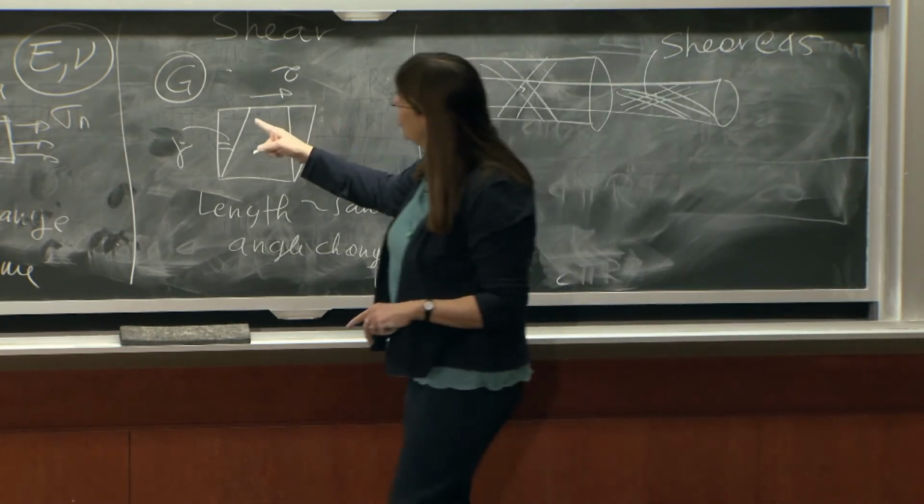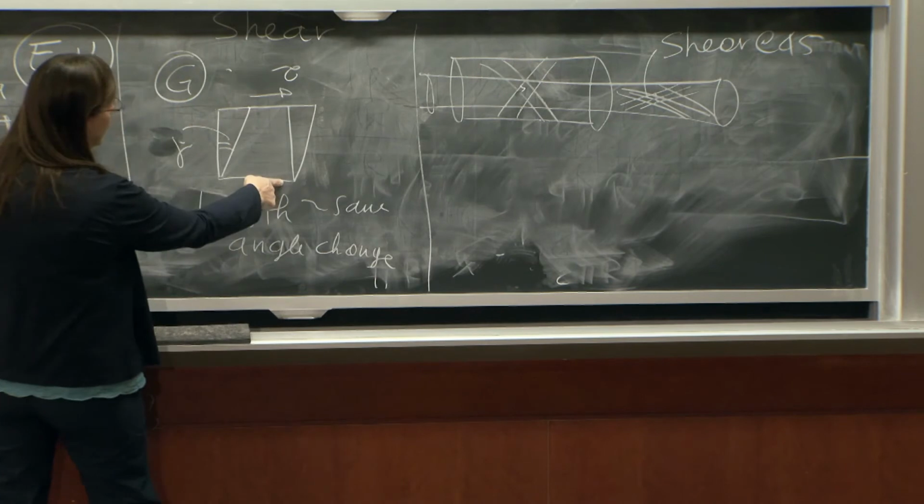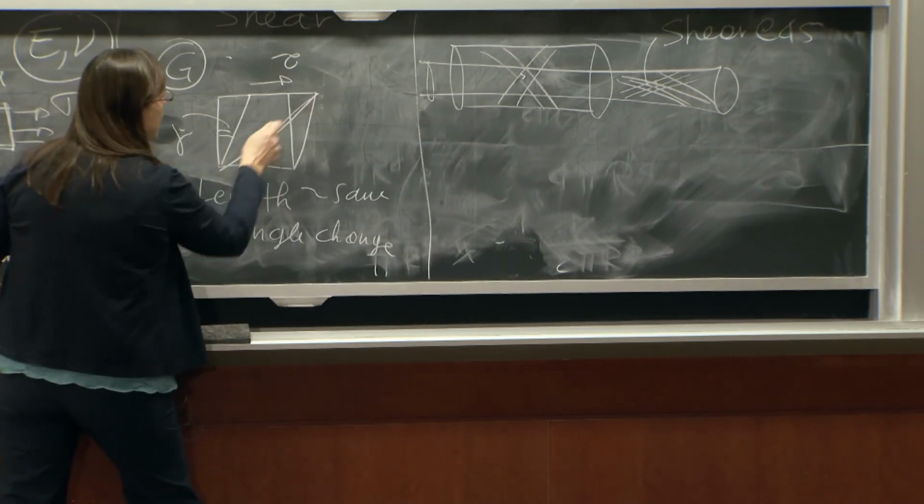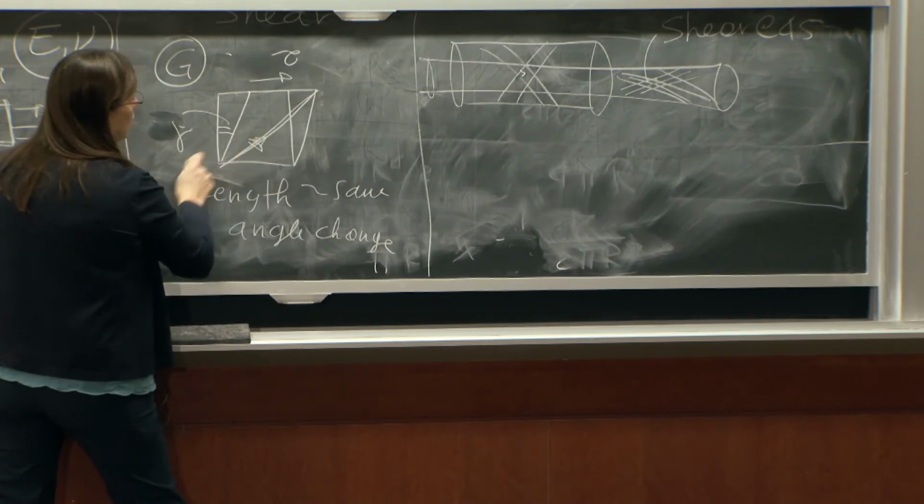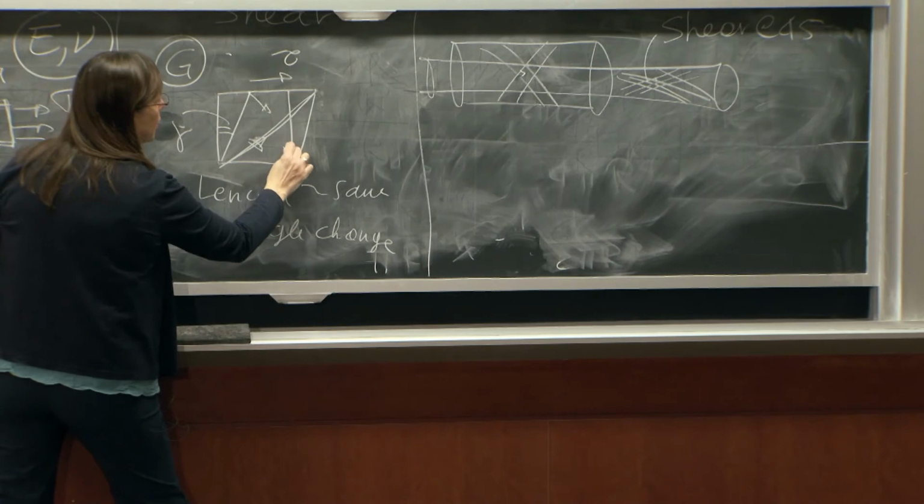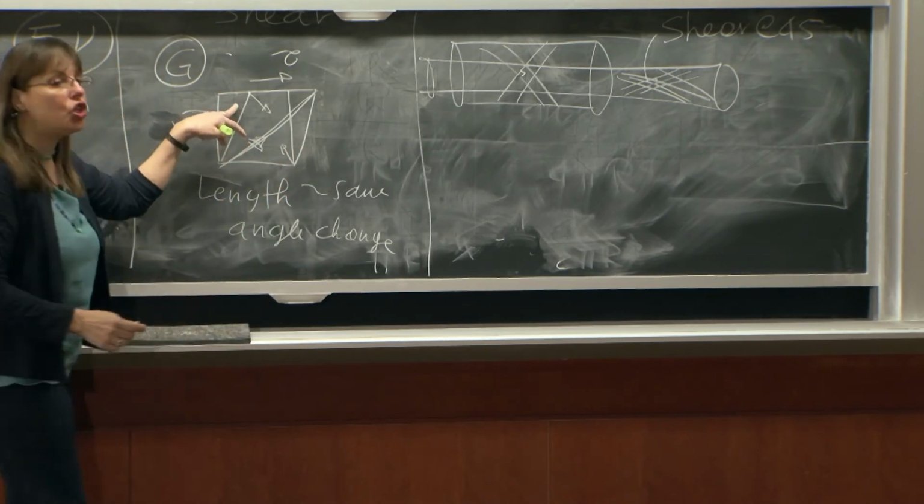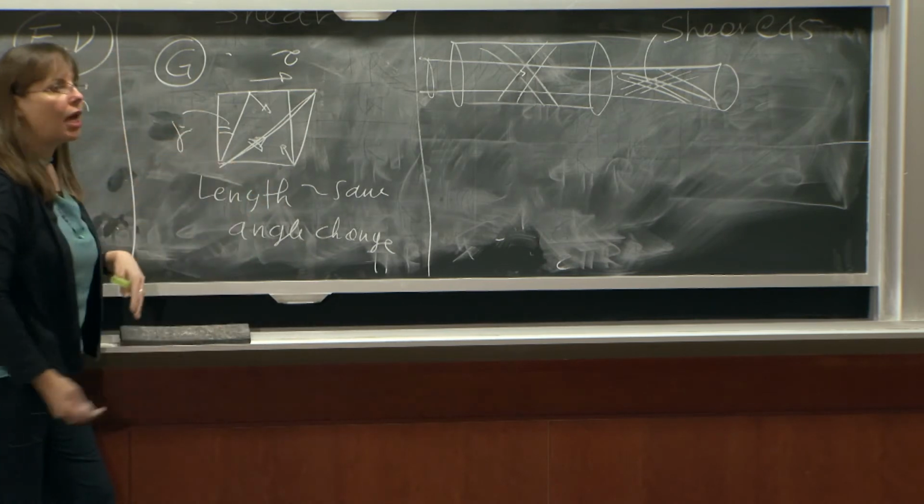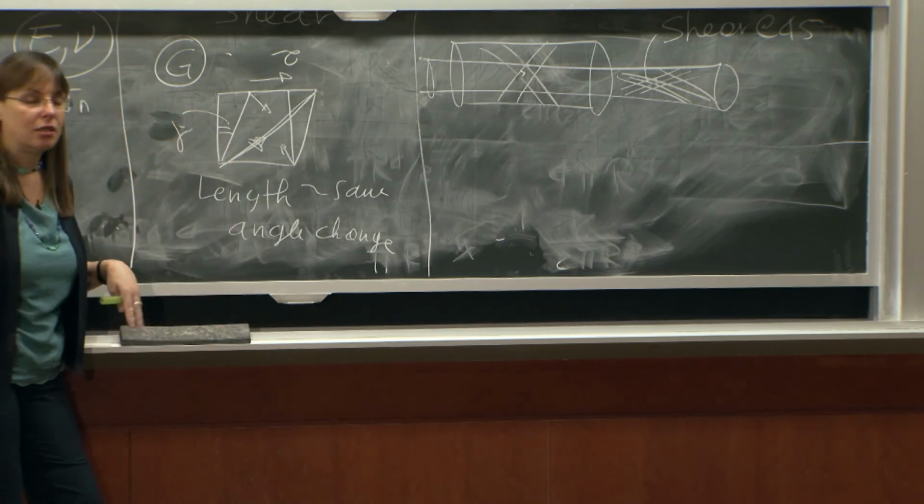If I do shear, and I look at these lines, look at this diagonal. This diagonal gets longer. See how much longer it gets? This diagonal gets shorter. So if I do shear, there is tension and compression at 45 degrees.